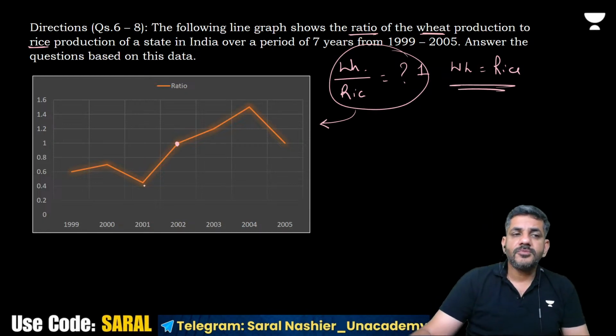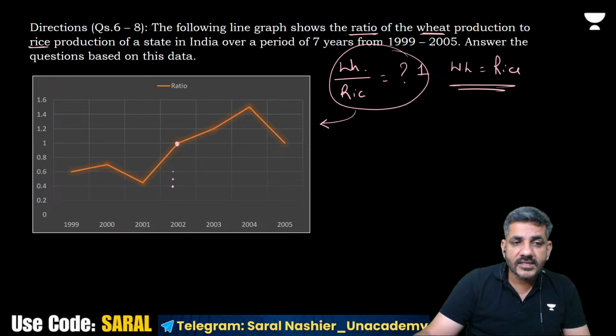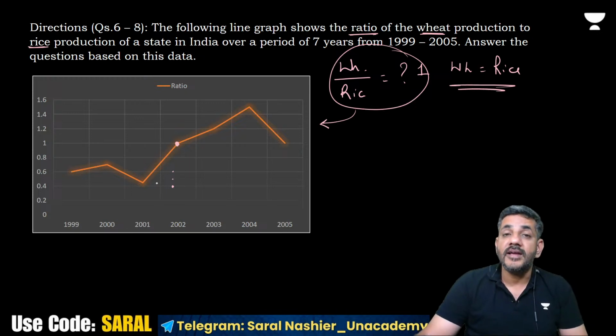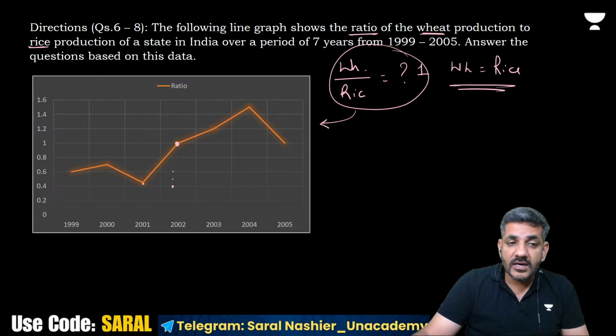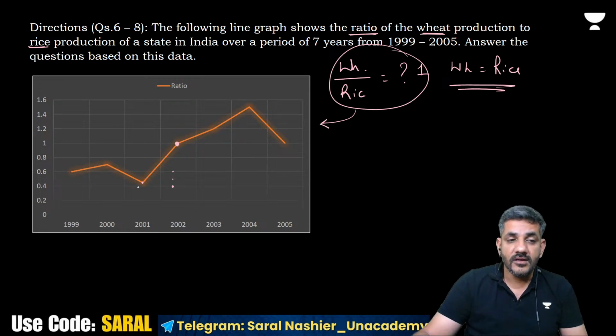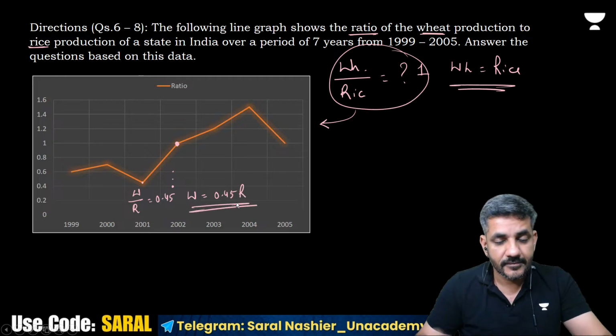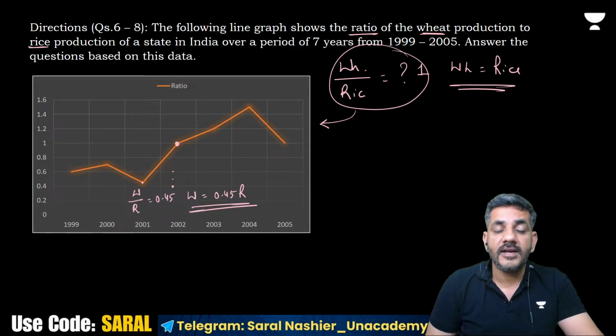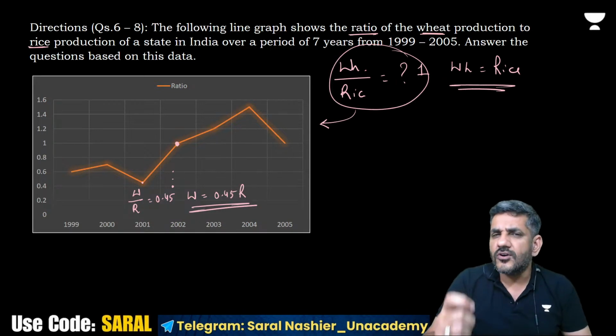But if it is smaller than 1, for example here, now what is this value according to you? See, this line is representing 0.4, this line is representing 0.6. Had there been something exactly in between, I would have called it 0.5, but it is not exactly in between, it is smaller than that. So I would take it between 0.5 and 0.4, that is 0.45. So here I would say that wheat production to rice production is 0.45, or you can say wheat production is 0.45 times of the rice production.